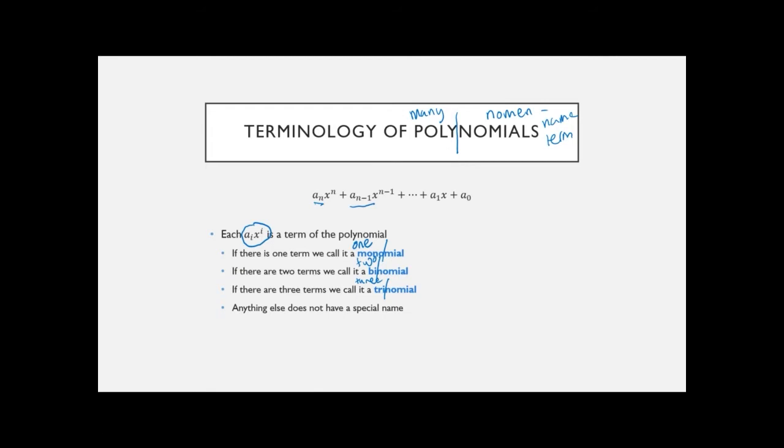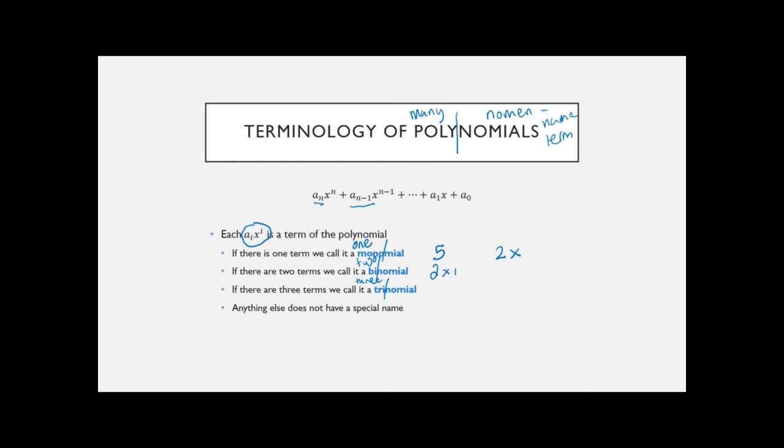So some examples of a monomial, like if you just see a number by itself, in algebra, a number by itself would be called a constant, but it is also a monomial because it's one term. You can also have a monomial that's a number and a letter, but there's nothing added or subtracted. It's just one term. So 2x is also a monomial.